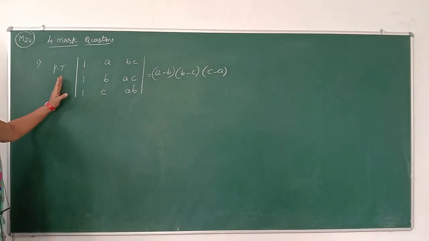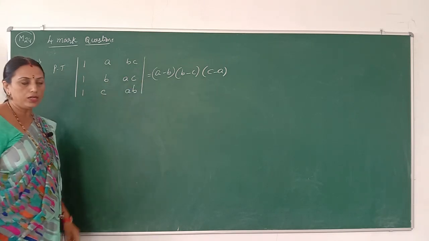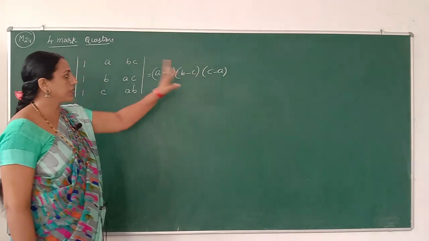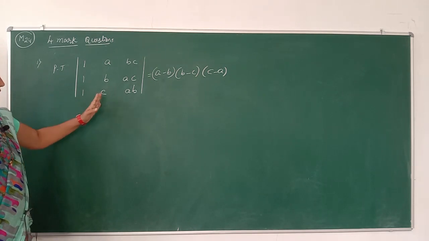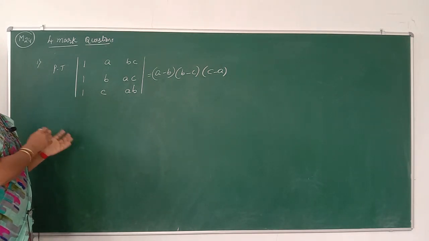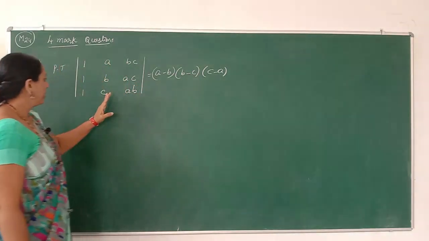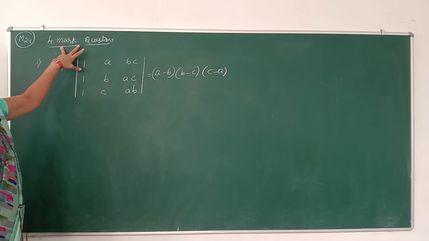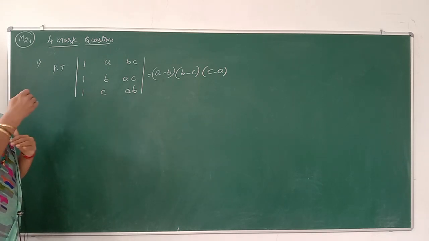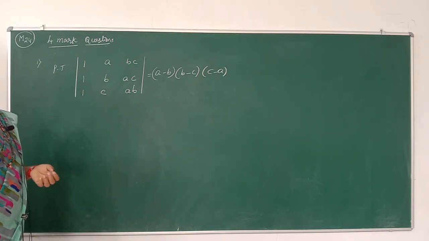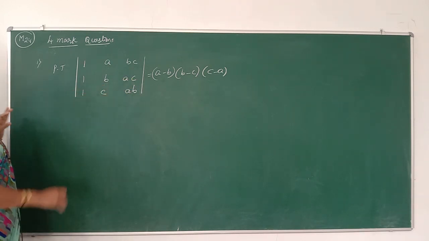Next one. To prove that the determinant with rows 1, a, bc; 1, b, ac; 1, c, ab is equal to (a minus b)(b minus c)(c minus a). So we will observe the previous questions on determinants, similar to the example question pattern of the question paper. The last main question is a 10 mark question, that is 6 plus 4. The 4 mark questions will be given in these types of questions.